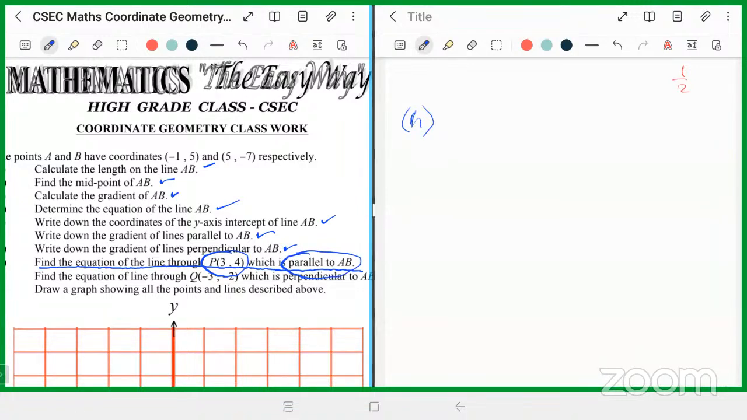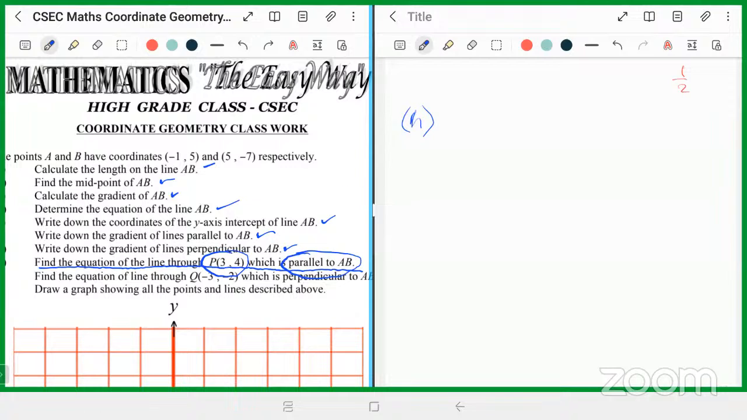Remember, if you want the equation of a line, you must know two things about it. You must know the gradient and a point. In this question, they gave you the point that it passes through. They didn't give us the gradient directly, no. They gave us the gradient indirectly by telling us that it is parallel to AB. Because they're testing if you know that parallel lines have the same gradient.